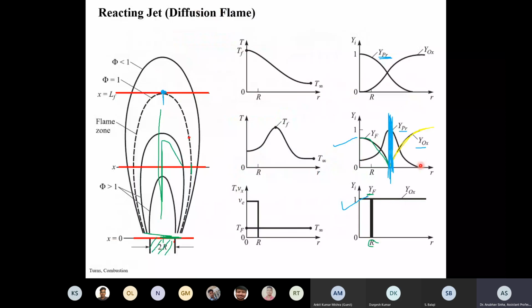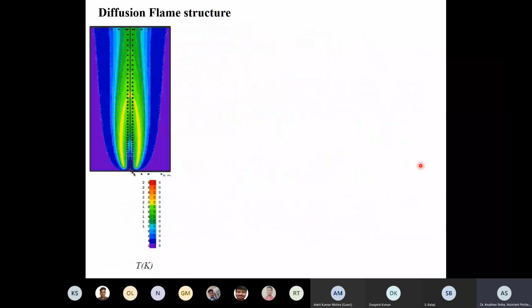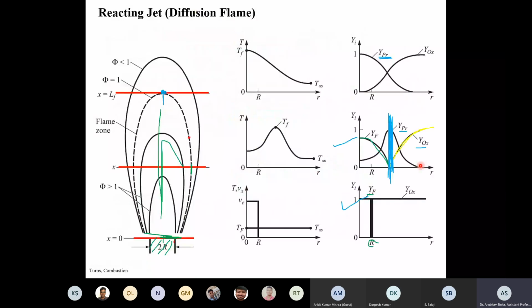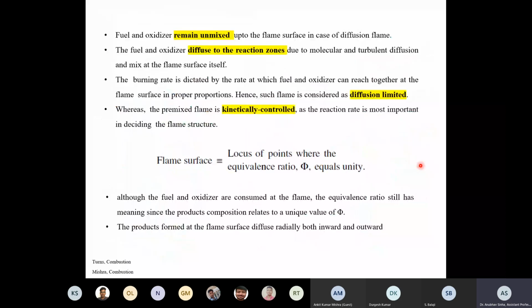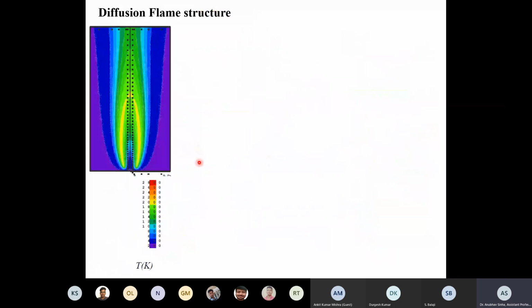Now let us look at the flame structure, how the flame looks. You saw some plots; now let us look at 2D contours. We discussed that at the flame surface the temperature is maximum. Can you see that in this plot? We are getting around 2000 Kelvin in this region. Everyone can see that?